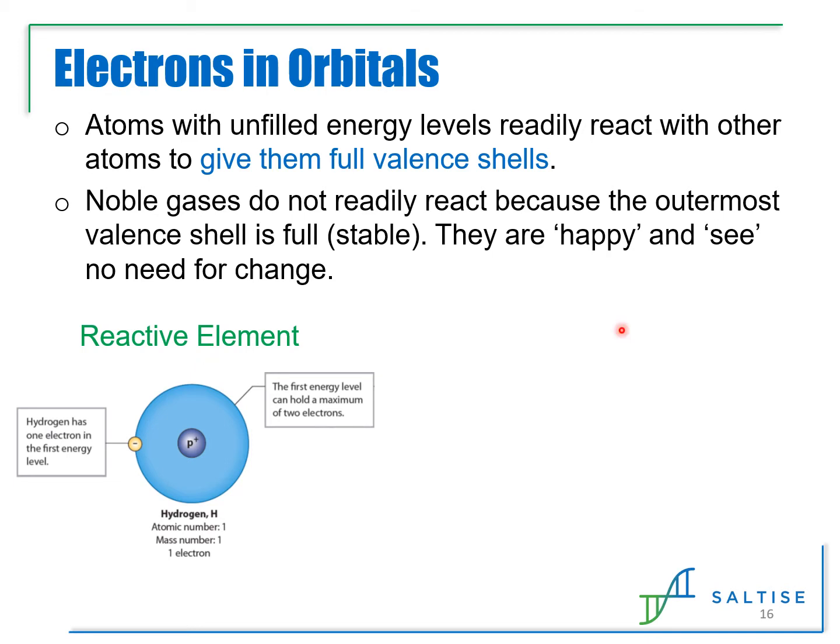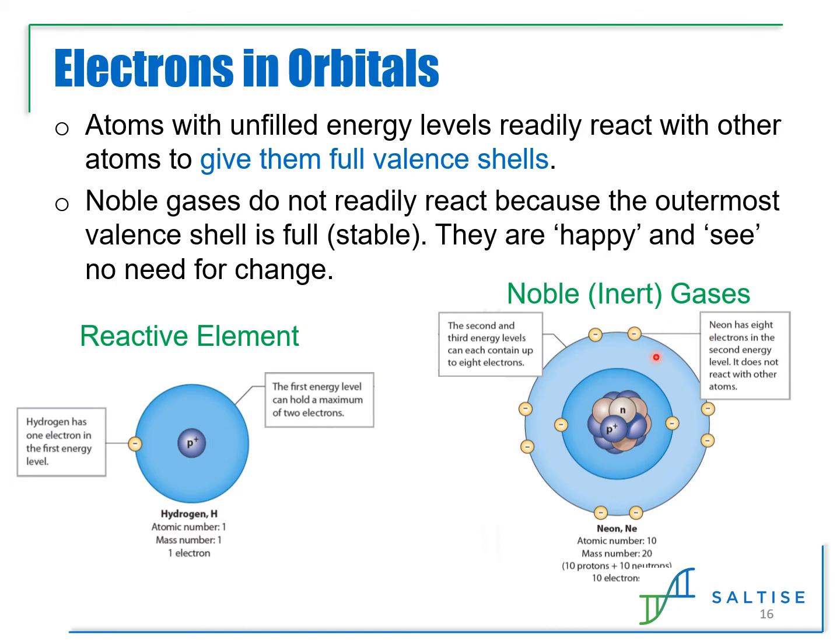Here we have a neon atom. It has an atomic number of 10, so there are 10 protons in the nucleus. There are also 10 electrons. 2 of the electrons are sitting in the lowest energy orbital, and the remaining 8 electrons are sitting in its valence shell. Since the valence shell is full, the neon atom is unreactive and very stable. It actually does not need any more electrons.